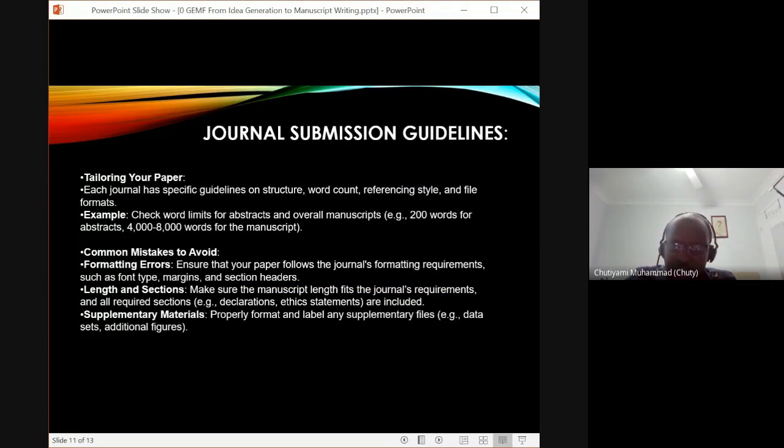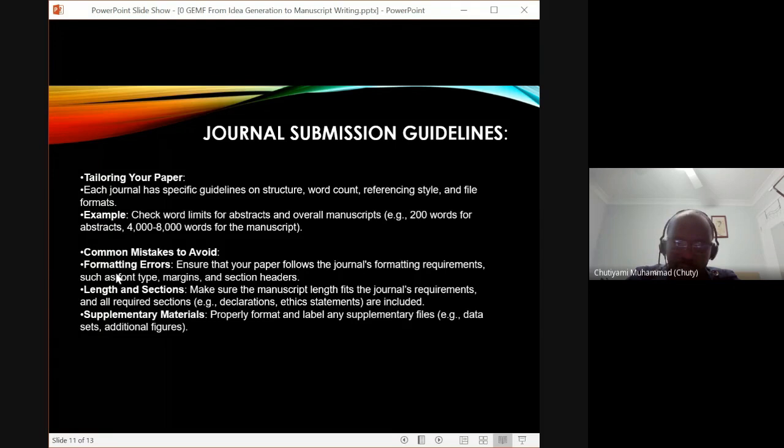So, journal submission guideline. All reputable journals have a guideline on how to format your manuscript. But if that becomes confusing for you, just open the journal, look at some articles that they publish, download one, and just formulate your manuscript similar to that published article. That can be a lot easier.